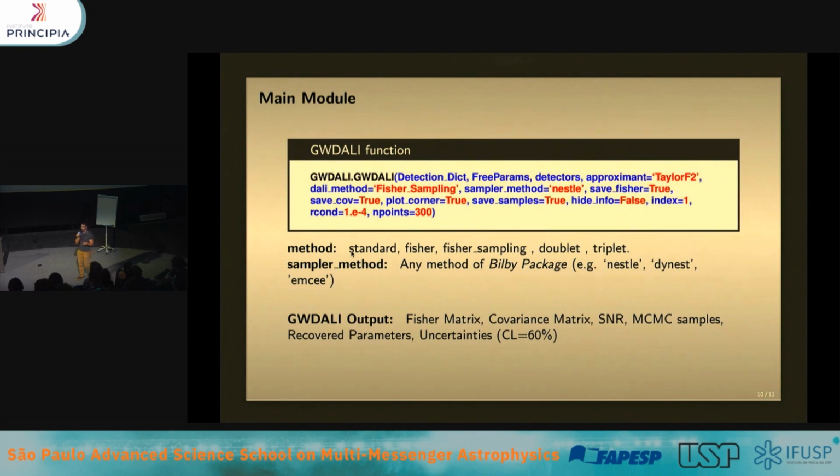Next slide. So it's very simple. You can call the function of my GW DALI software, which is basically a simple function where you define your detection, your free parameters, and the detector that you want as a set of parameters, not restricted to only one detector. You can set multiple detectors in the way that you want. For more details, you can check the documentation for installation. Thank you very much.